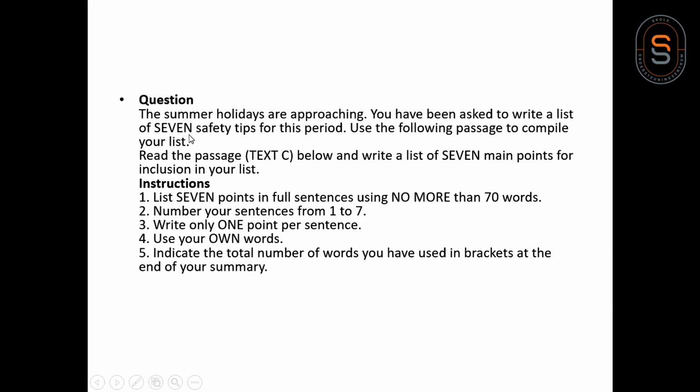Question: read carefully. I need to summarize 7 safety tips for the summer holidays. Again, read the passage below and write a list of 7 main points for inclusion in your list. The instructions, very important: list 7 points in full sentences using no more than 70 words. Number your sentences from 1 to 7. Write only 1 point per sentence. Use your own words. Indicate the total number of words you've used in brackets at the end of your summary.